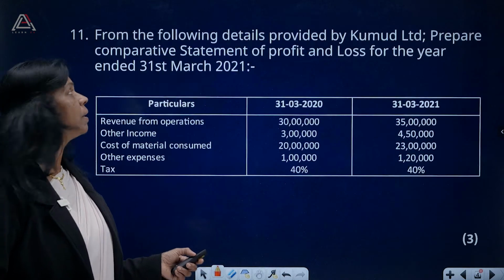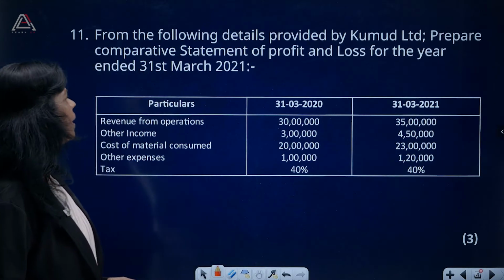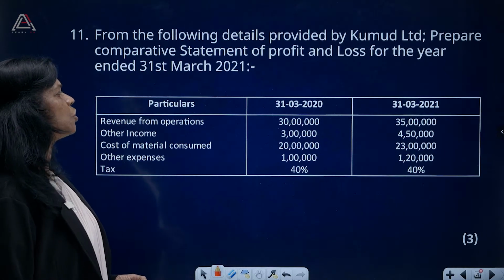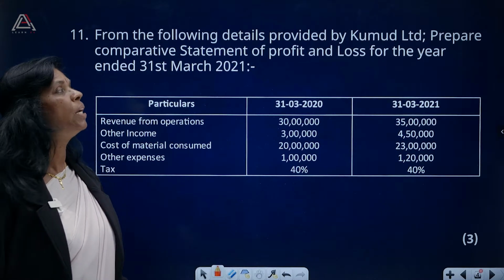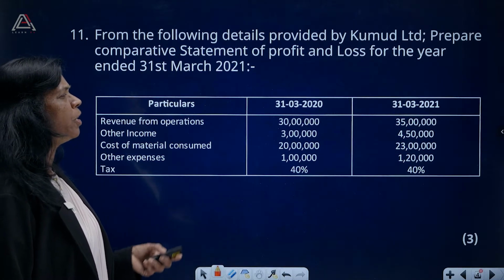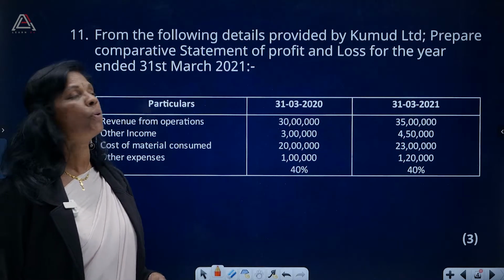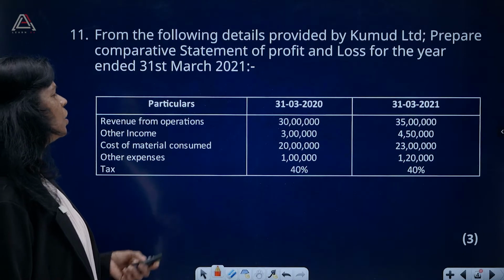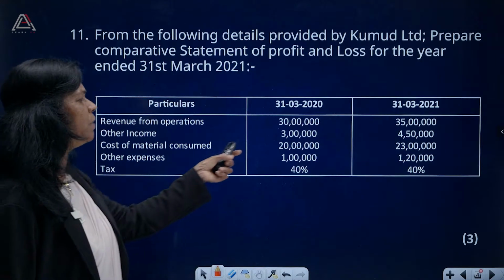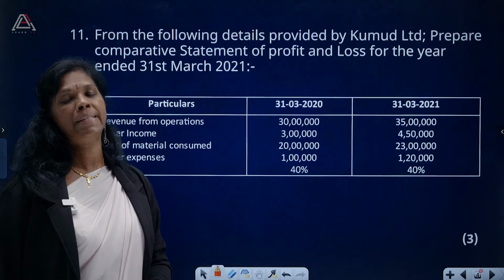Then next question. From the following details provided by Humud Limited, prepare comparative statement of profit and loss for the year ended 31st March 2021. Here you have to prepare a comparative statement. What are the items or information given? Particulars 31st March 2020, this is previous year. 31st March 2021, this is current year.